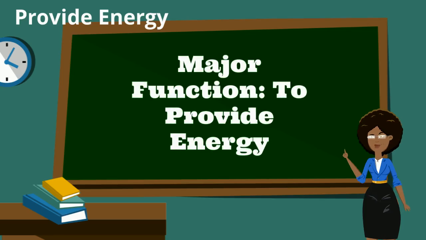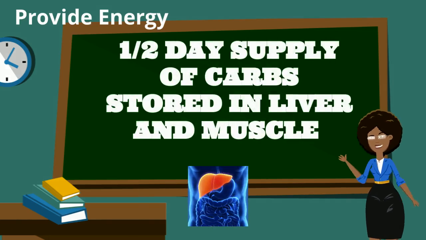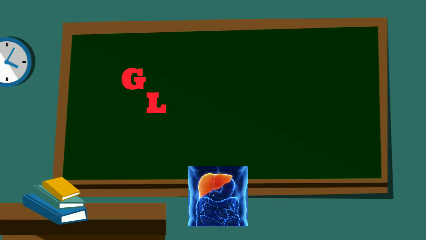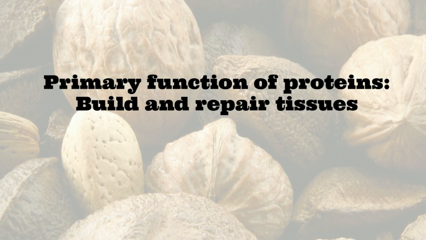The major function of carbohydrates is to provide energy. Each gram of carbohydrates provides 4 calories. Half a day's supply of carbohydrates is stored in the liver and muscles for use as needed in the form of glycogen. Carbohydrates prevent protein from being used as energy.